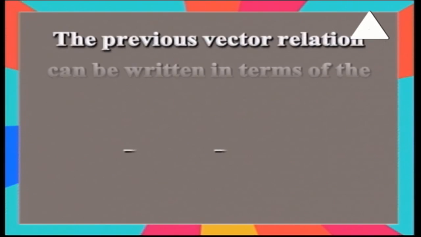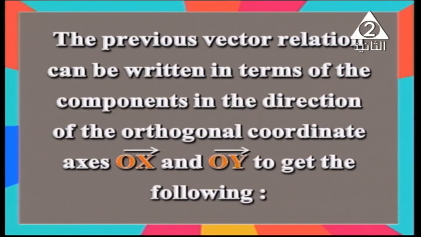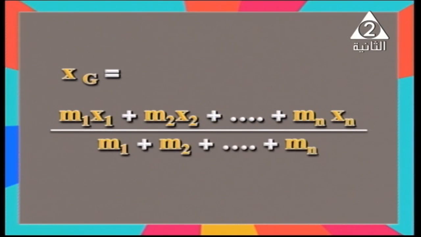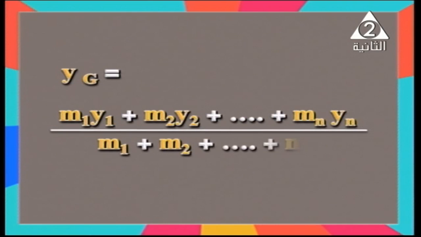The previous vector relation can be written in terms of components in the direction of the orthogonal coordinate axes OX and OY to get the following. XG equals M1 x1 plus M2 x2 to Mn xn over M1 plus M2 to Mn. Also YG equals M1 y1 plus M2 y2 to Mn yn over M1 plus M2 to Mn.